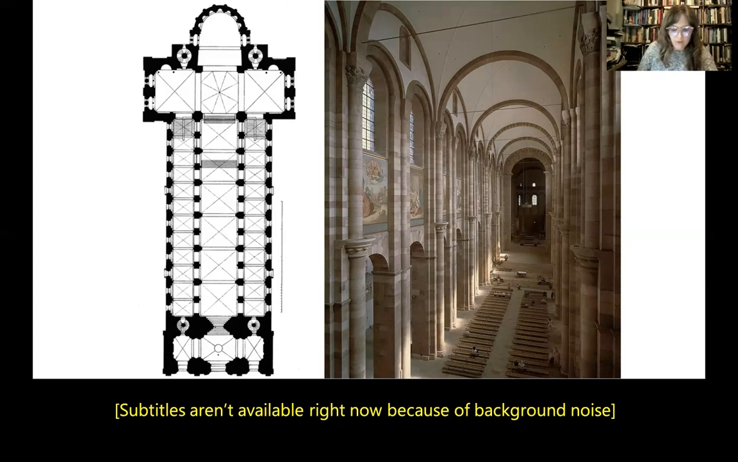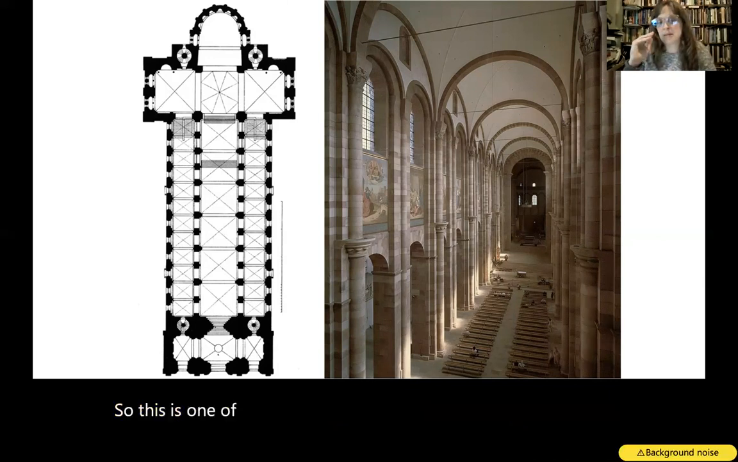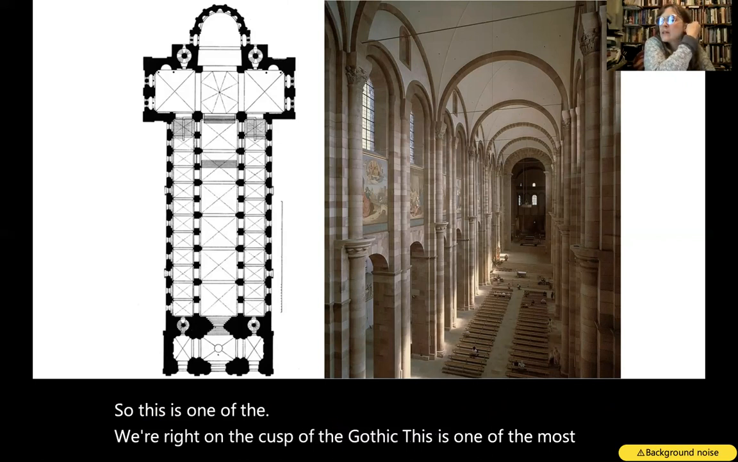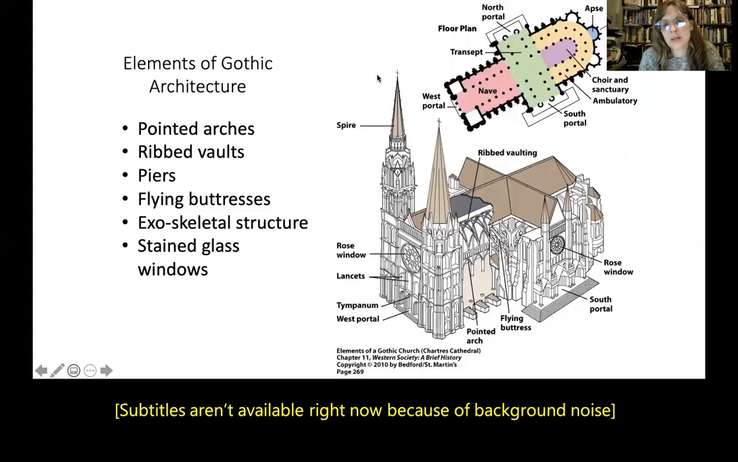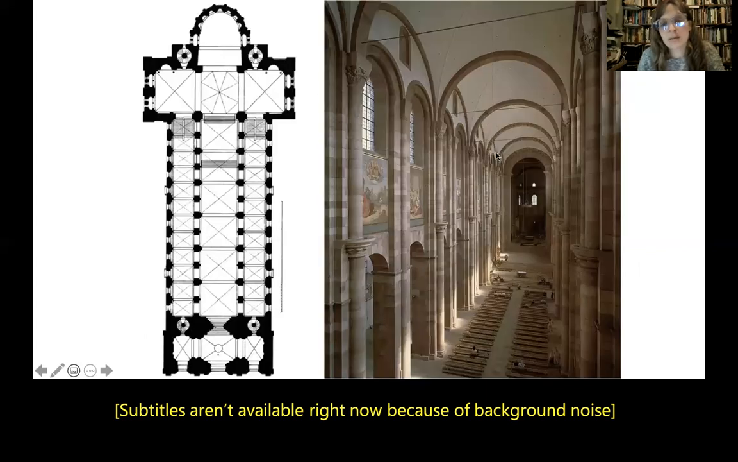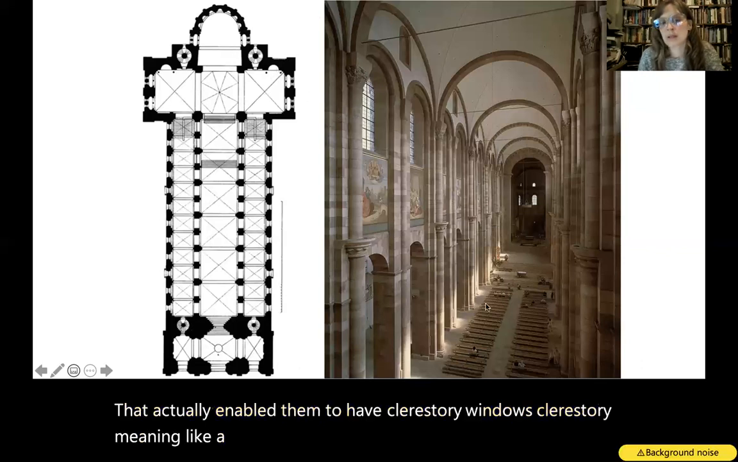We're right on the cusp of the Gothic. This is one of the most daring constructions of its time and region because of its height. They're achieving remarkable height using a rounded arch. That actually enabled them to have clerestory windows, meaning a second story of windows, which lets in a lot of light.